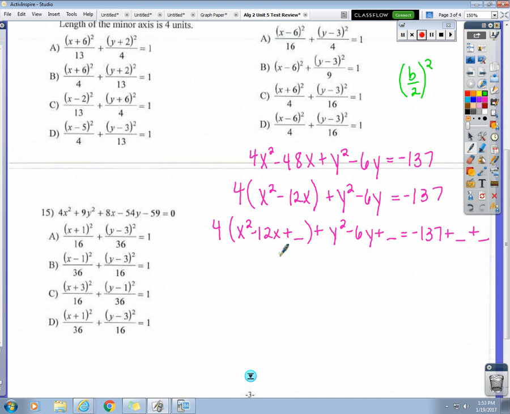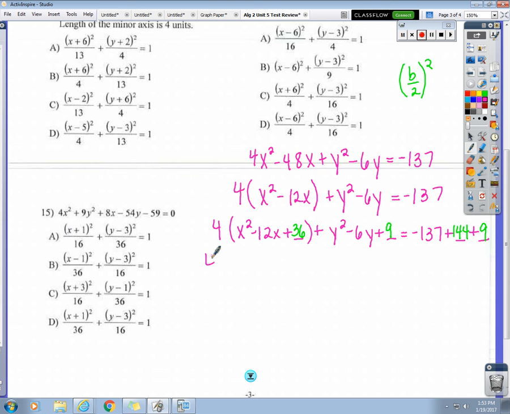Right. For the x trinomial, what is the b value? Divided by 2? Squared? But over here, you would do 36 times 4, which is 144, right? Okay? Over here, what's your b value for the y trinomial? Divided by 2? Squared? And then it didn't have a number factored out, so you just add 9 over here.